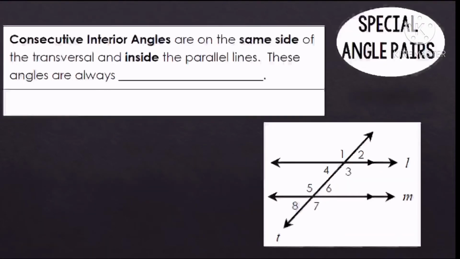Our last relationship is consecutive interior, okay? These are on the same side and they're inside. These are supplementary. Supplementary means they add up to 180. So you would have, okay, angle 3 and angle 6, same side. They're called consecutive interior. Another pair is 4 and 5.